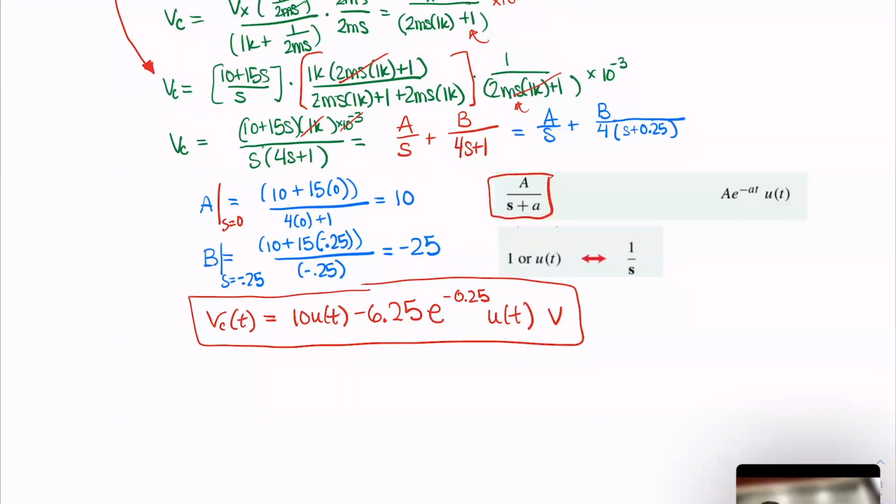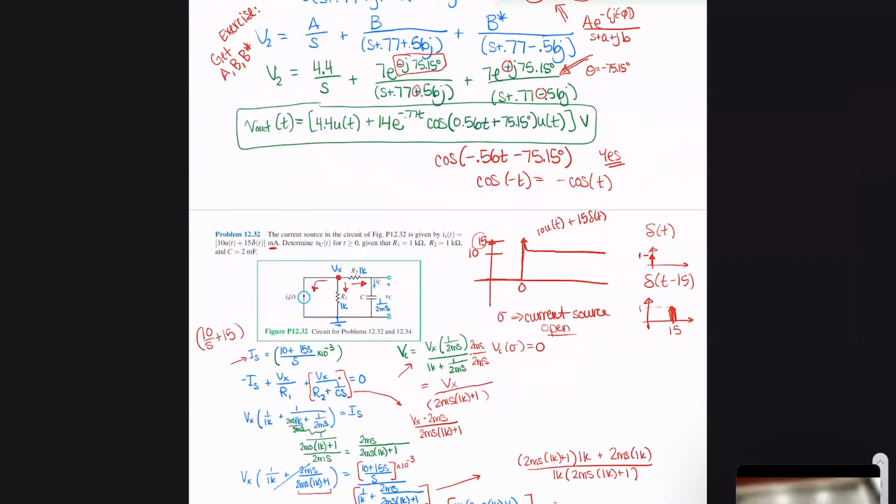And then the form though is A over S plus A. So I need to get this S plus A, and so I have to factor out the 4. So that becomes B over 4, which gives me 10 over S plus a minus 6.25, which is minus 25 over 4 over S plus 0.25. And then I can match it to the table and convert it, so that becomes 10 U of T minus 6.25 e to the minus 0.25 U of T.